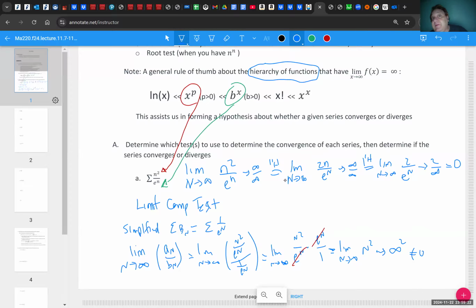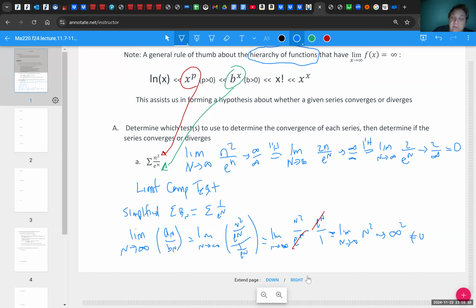So what does the limit comparison test say? Well, you take the limit of a ratio of these two sequences, and if you don't get 0, then either they both converge or they both diverge, right? So we know that an and bn either do the same thing, right? So we know.